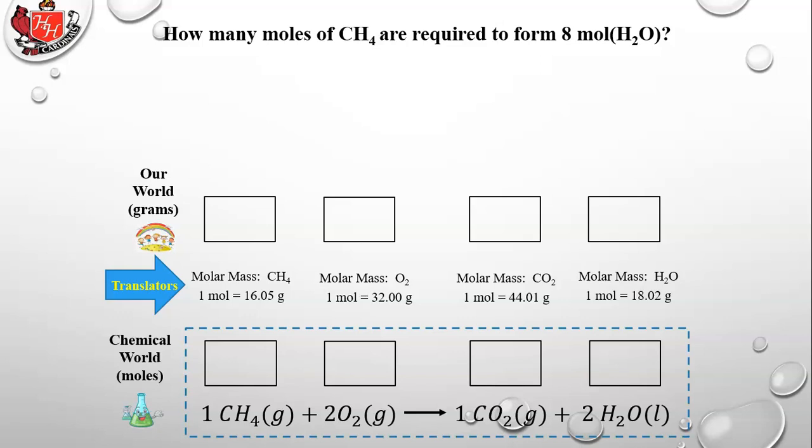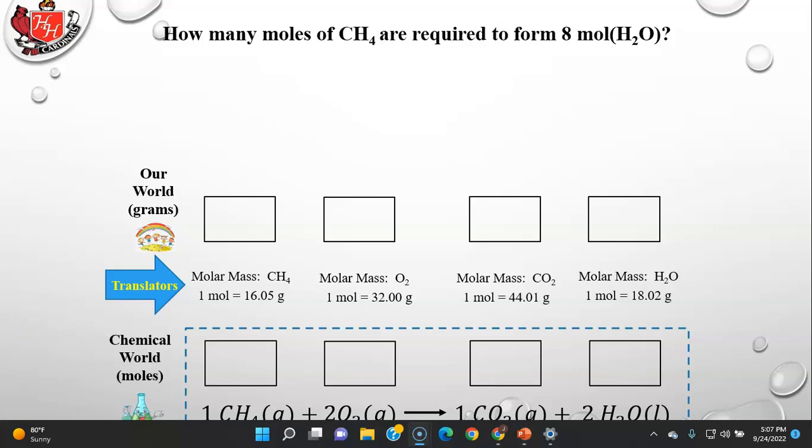Molar mass of CO2, you figured this out in an earlier lesson, is 44.01 grams equals 1 mole, and molar mass of water is 18.02 grams equals 1 mole of water. Notice that molar masses are always 1 mole equals some number of grams. So the molar mass for water, no matter what problem you're doing, is 1 mole equals 18.02 grams. That never changes for water.